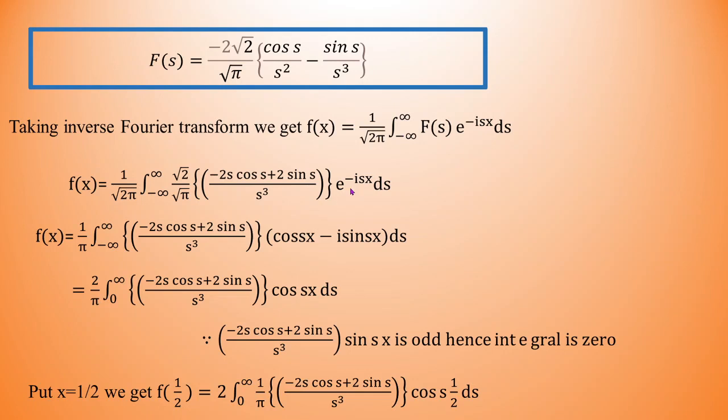So in such a case, we will make use of the property of definite integral. That is, the integral from minus a to a of f of x dx is 2 times the integral from 0 to a of f of x dx if f of x is even, and is 0 if f of x is odd. So in this case, we will first write e raised to power minus i s x as cos sx minus i sin sx, right?